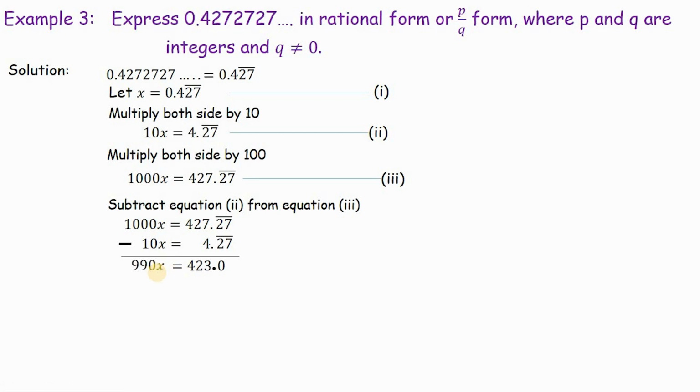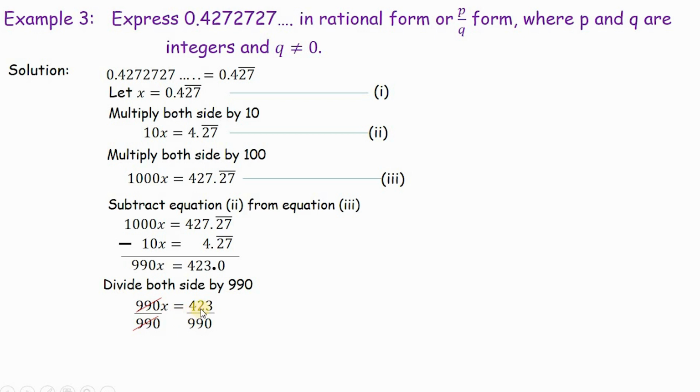Now we have to find the value of x. Therefore, we don't need 990x, so we'll divide both sides by 990. We'll write down this equation first, that is 990x equal to 423. We'll divide both sides by 990 here and 990 here also. So you'll cancel this 990 and you'll get x.